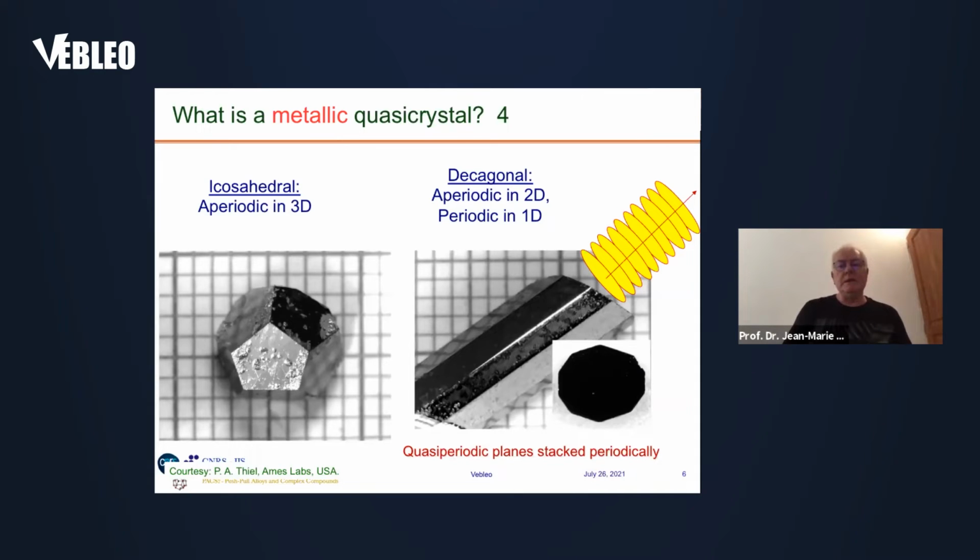So in metallic quasicrystals, there are essentially two types, one which is truly aperiodic in 3 dimensions, which is called the icosahedral quasicrystal, and another one which is a periodic stacking along one direction of aperiodic layers of atoms, which is called the decagonal quasicrystal.